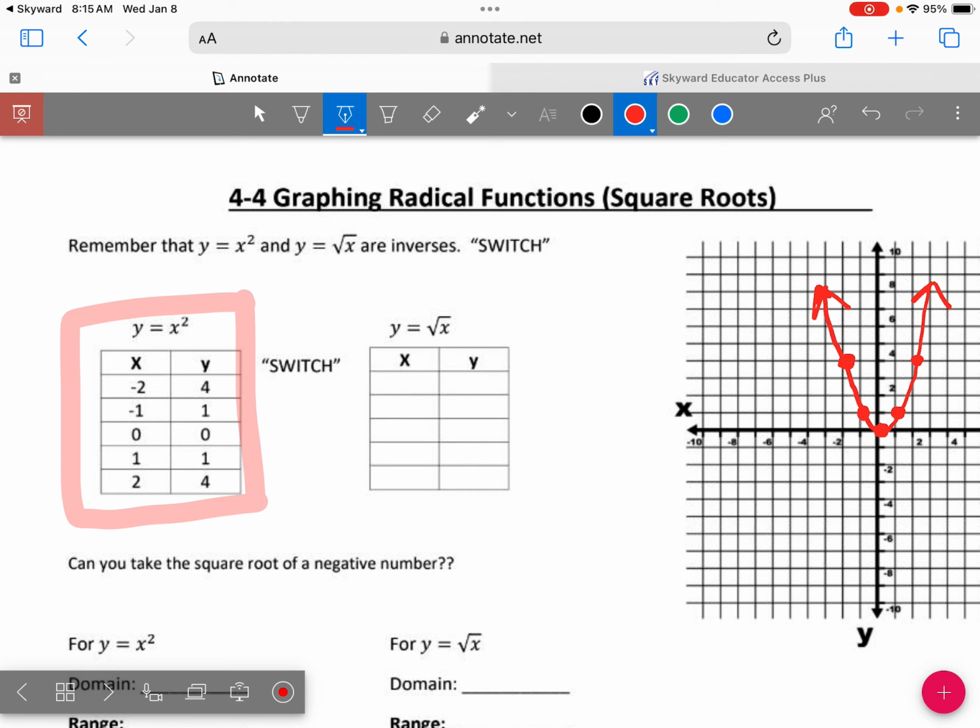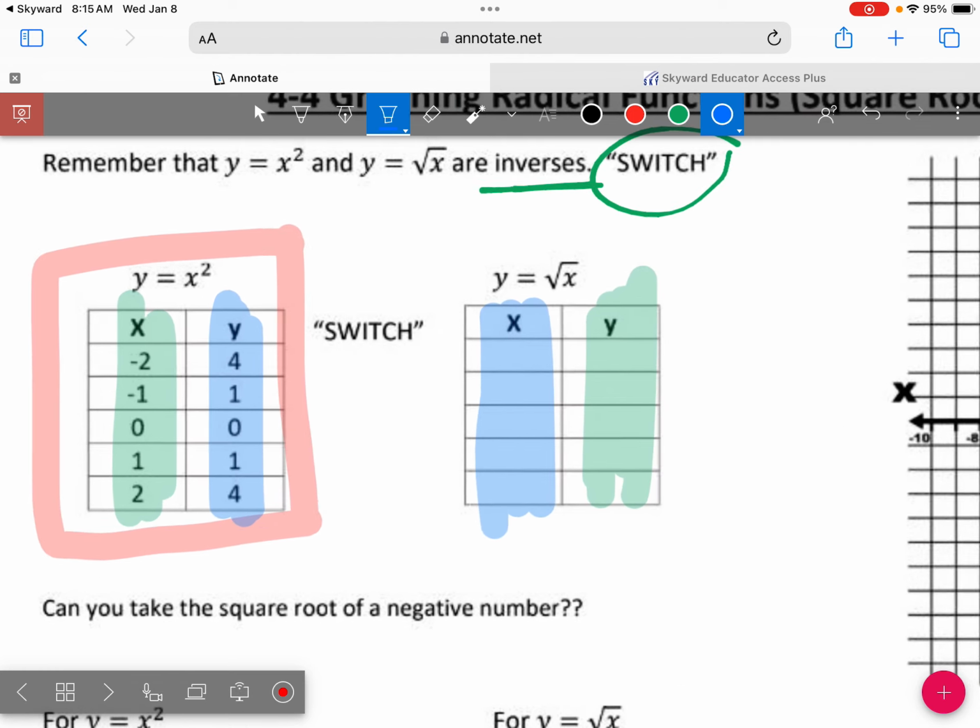Okay, so now we're going to talk about the inverse, and that's what this whole unit is about. The inverse is what you get when you switch it. So what I mean by that is all of the numbers in your X column, you're going to write here in the Y column. And all of the numbers in your Y column, you're going to write in the X column. So that's what inverse means. Inverse means you switch your X and Y. Don't graph it yet. Let's just fill in our table.